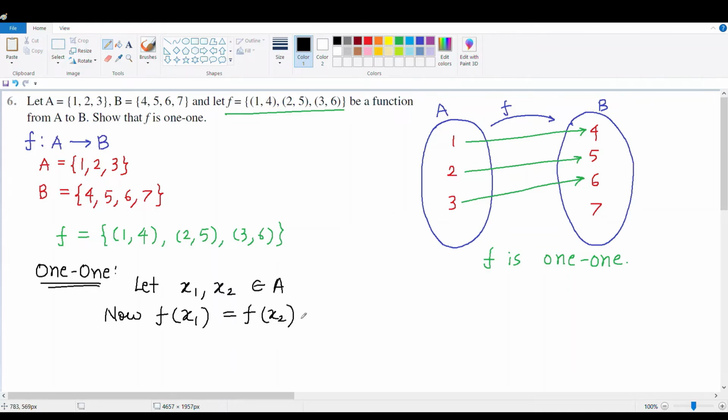So both outputs are going to be the same only when your x1 is equal to x2, when both values are actually exactly the same. Or in other words, if you are talking about the same element, this only happens when both are the same, and then you get the same output. That means this function is 1-1. So f is 1-1.